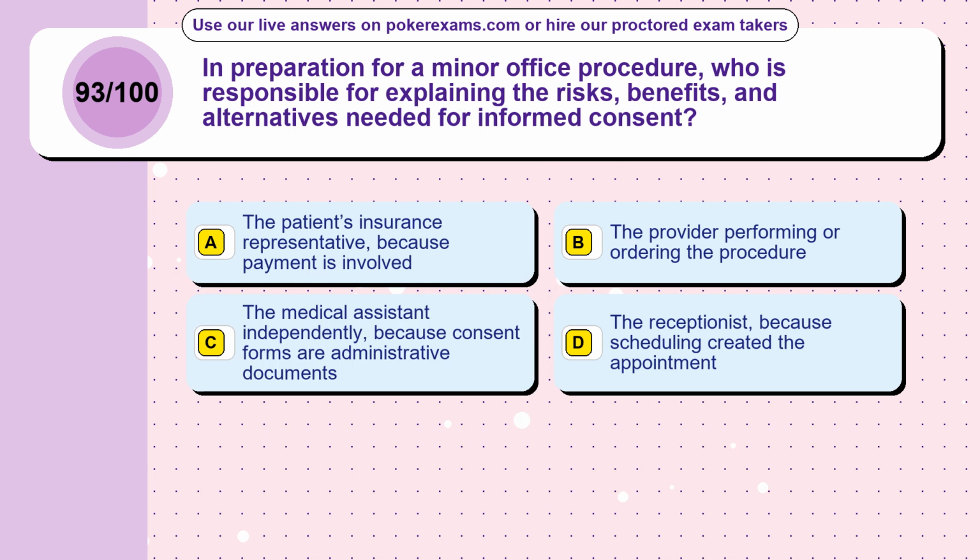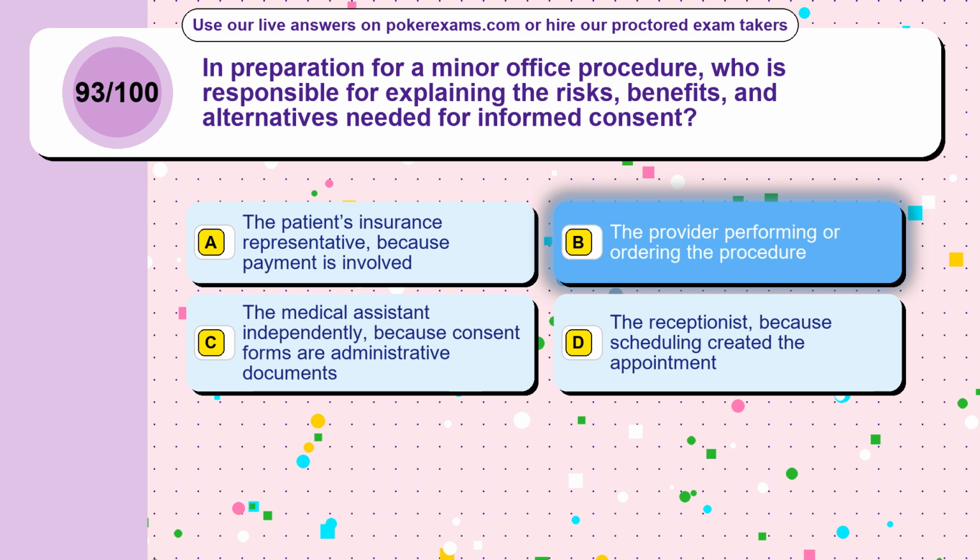Question 93. In preparation for a minor office procedure, who is responsible for explaining the risks, benefits, and alternatives needed for informed consent? Option A. The patient's insurance representative, because payment is involved. Option B. The provider performing or ordering the procedure. Option C. The medical assistant independently, because consent forms are administrative documents. Option D. The receptionist, because scheduling created the appointment.